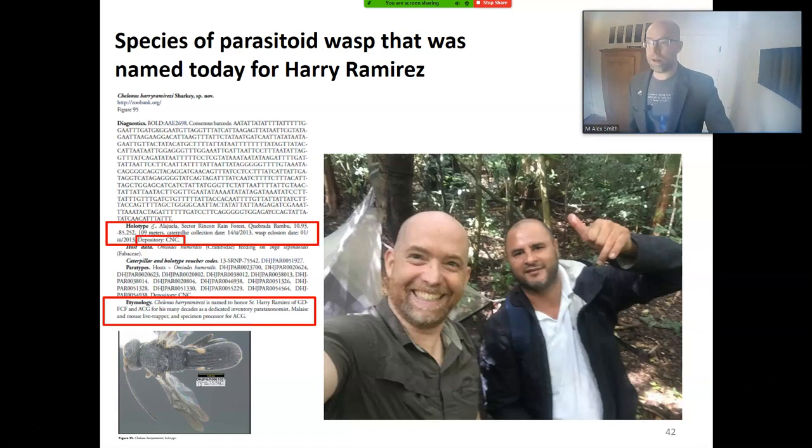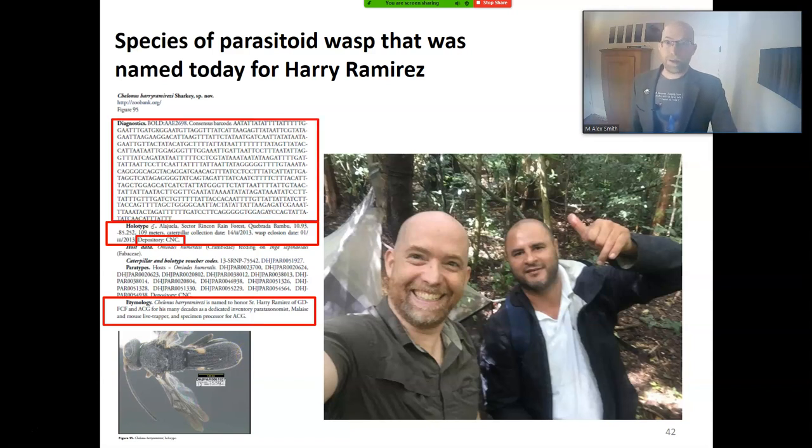There's the description about the holotype. It's deposited in Canada in the Canadian National Collection of Insects, Arachnids, and Nematodes, which is in Ottawa on the Central Experimental Farm. There's the diagnostic of a particular stretch of mitochondrial DNA, the DNA barcode region. And there's the photograph. We've done this a lot in my lab and with collaborators around the world.